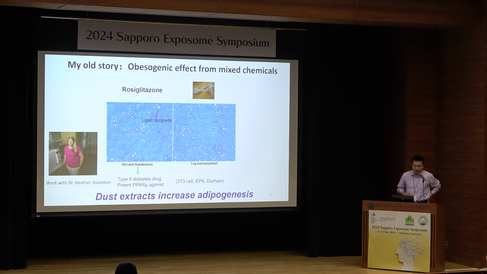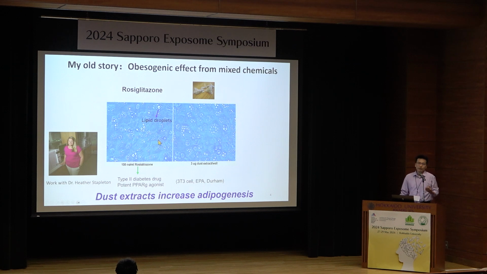I also want to start my own story from when I studied with Dr. Harry Streppin at Duke University many years ago. I found something very interesting in the dust samples, which are real environmental mixtures. When we used extracts from the dust with those 3T3 cells, we found there is a lot of adipogenesis from the extracts. Wow, this is very interesting to me.